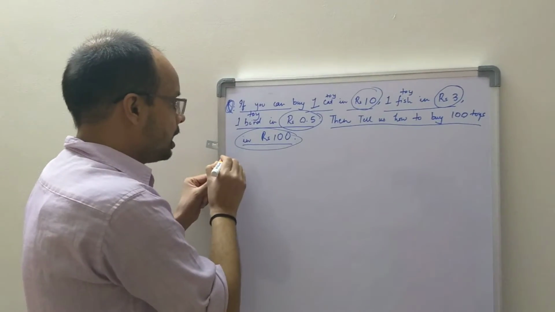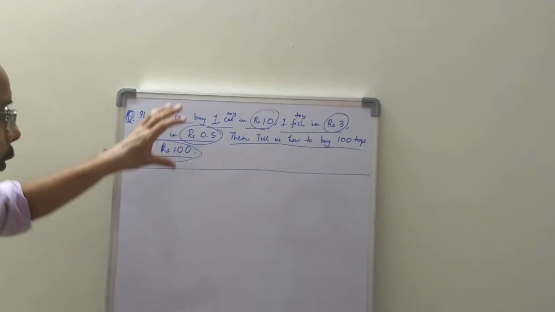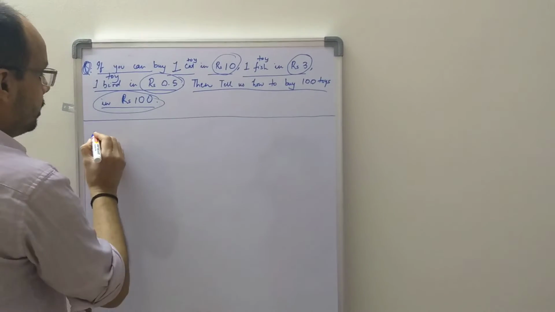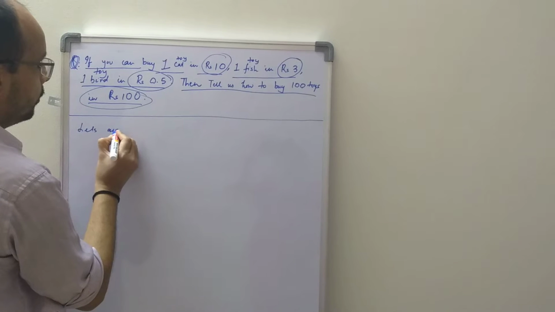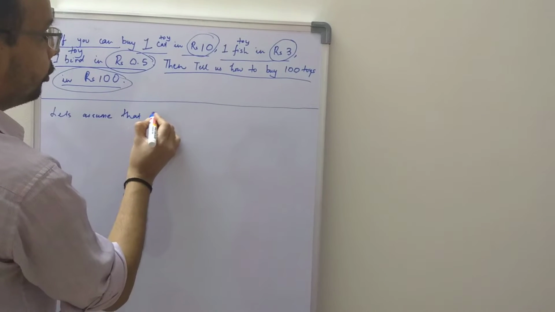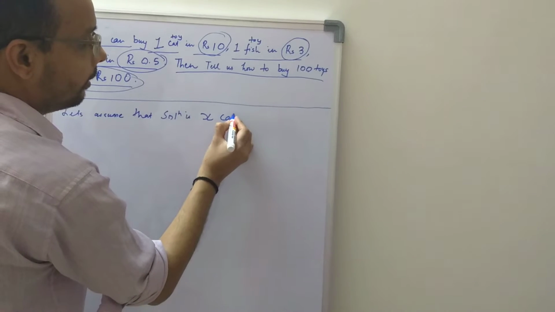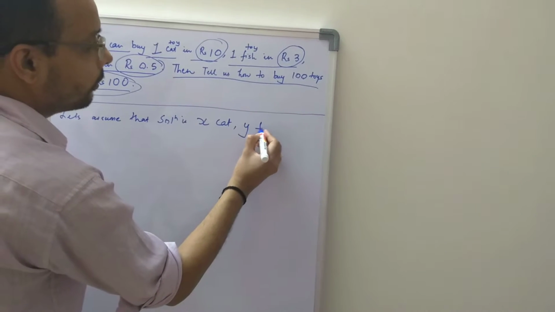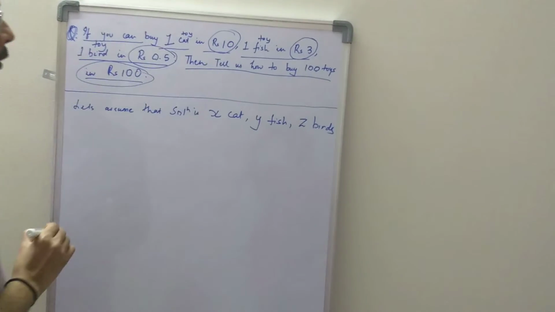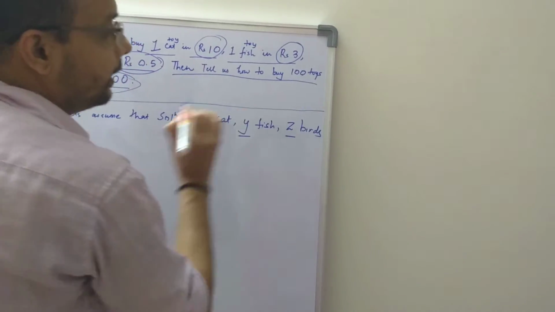So, if I have to break this down in equation, whatever has been written, then how would it look like? So let's assume that the solution is x cats, y fish and z birds. Which means that finally you have bought x cats, y fish and z birds.